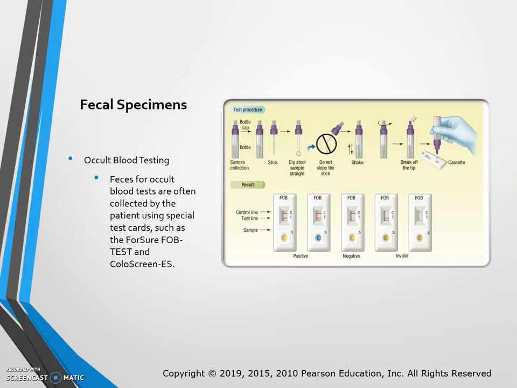Feces for the occult tests are often collected by the patient using special test cards, such as the Hemoccult FOB test and the ColonScreen. So this is a sample bottle. They'll dip a little bit of the stool into the sample, shake it, and then drop it onto the cassette, and these would be the test results we'd get from that.